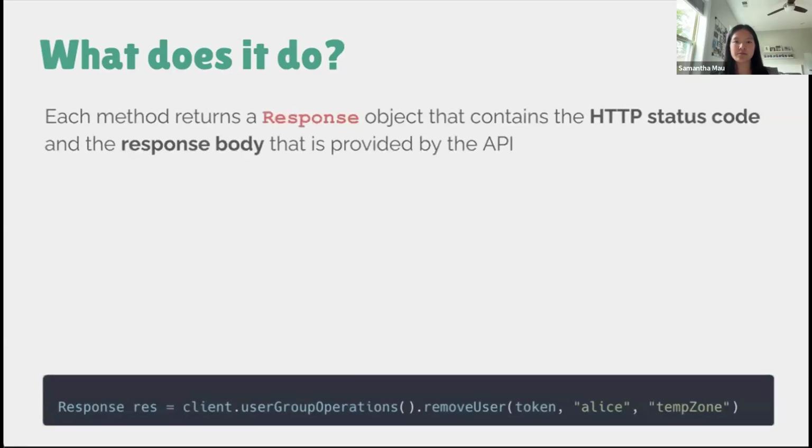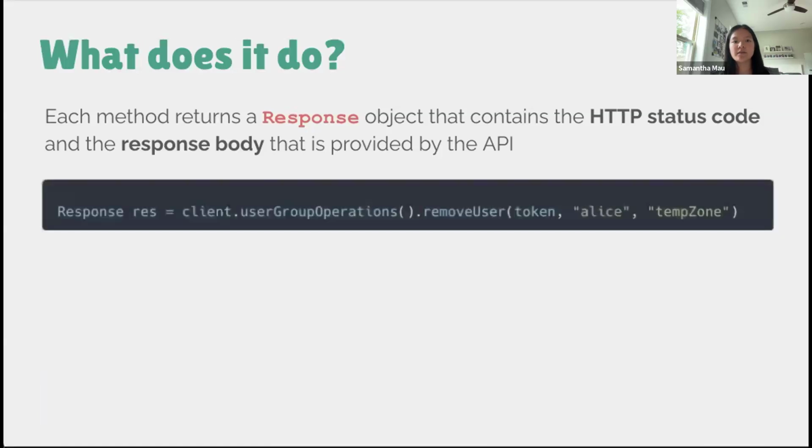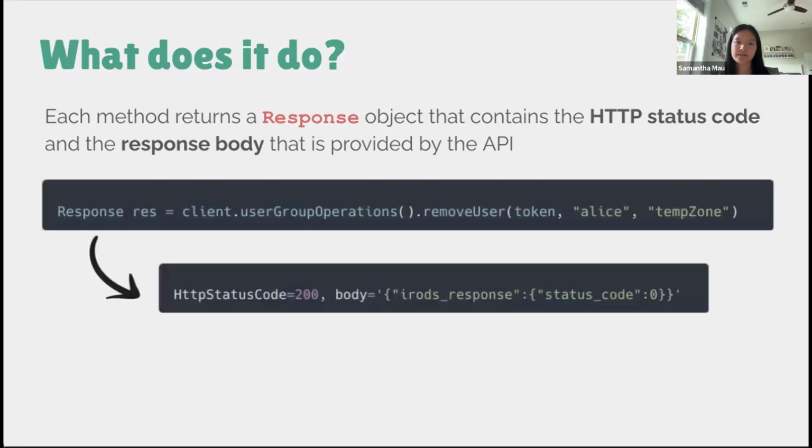Each method returns a response object that contains the HTTP status code and the response body that is provided by the API. So this method to remove a user would have this as the response object. Here is the HTTP status code of 200. And here's the body of the response, which is a JSON containing the iRODS response that displays a status code of 0, which means the request was a success. Each request has its own response. It just depends what is listed in the API documentation.